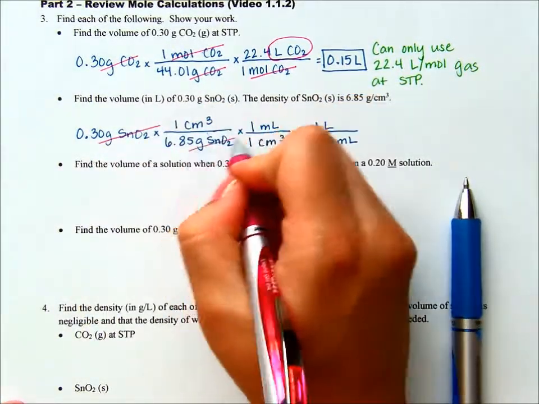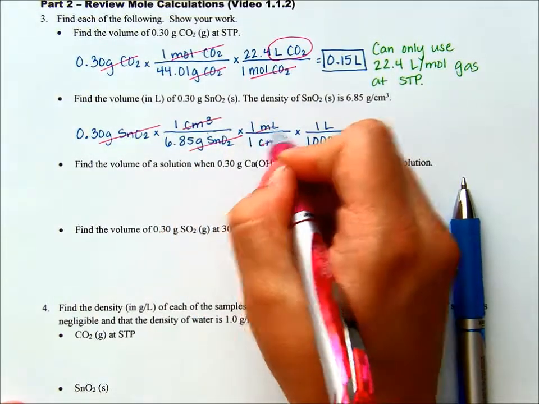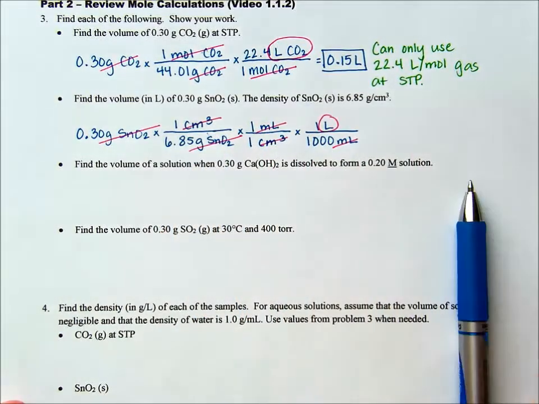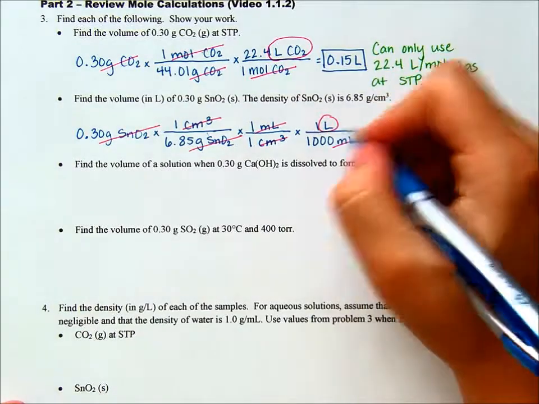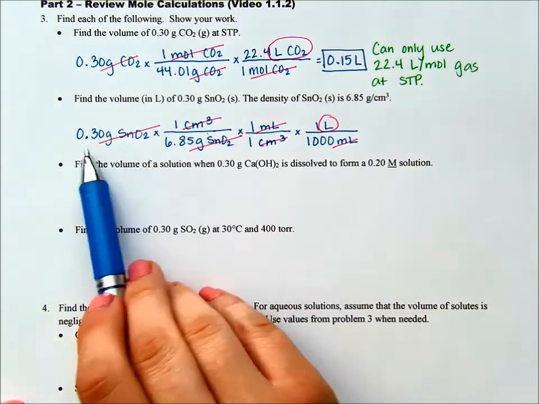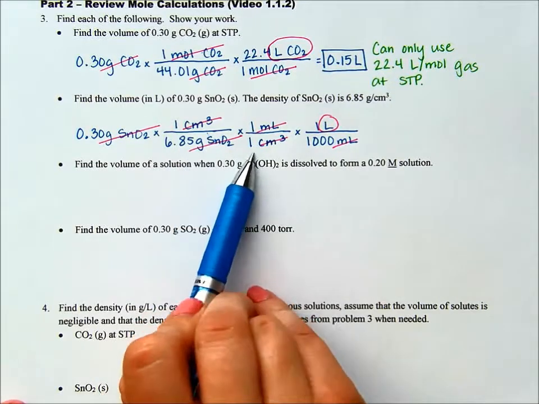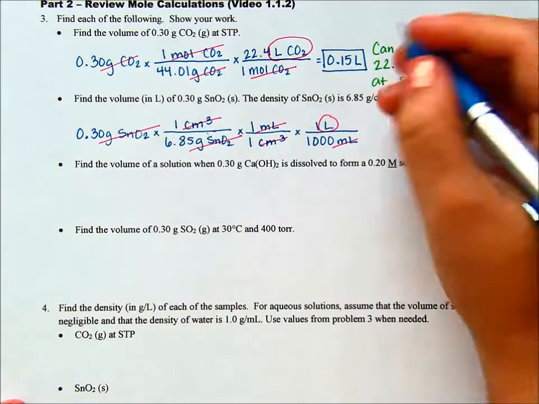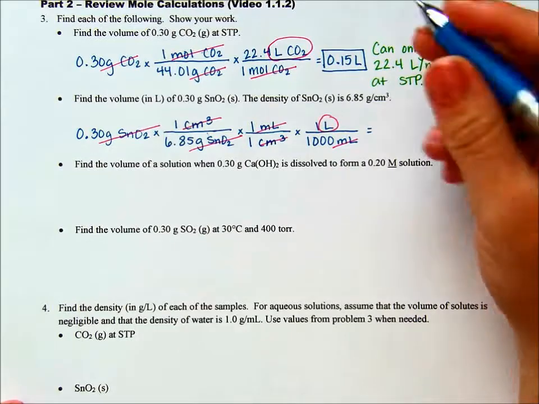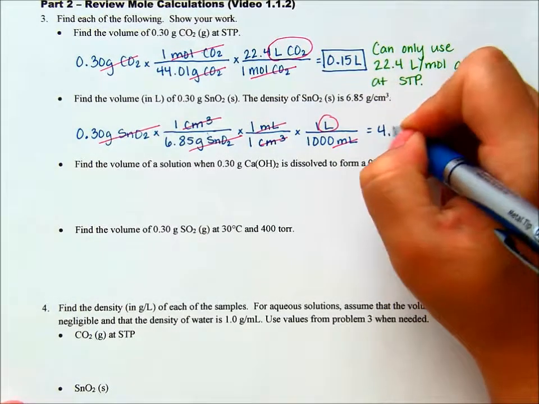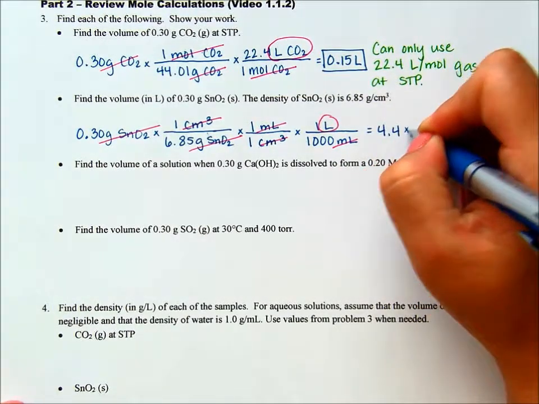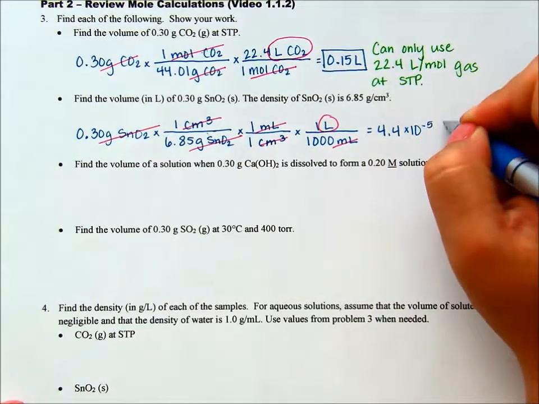So my cancellations go like this. My grams cancel out, cubic centimeters cancel, milliliters cancel, and I'm left in liters, which is great because that's what I want. So plugging all this into your calculator, 0.3 times 1 times 1 times 1 divided by 6.85 divided by 1 divided by 1,000 equals, and I'm going to write this one in scientific notation because it's quite small, 4.4 times 10 to the negative 5 liters.